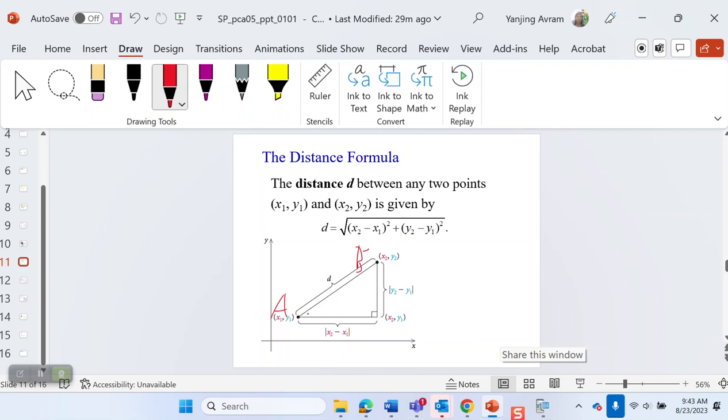All right, so if you look at this one right here, if I draw perpendicular lines to the x and y axis, this looks like a triangle, right? So remember the Pythagorean theorem, for the triangle, you have a squared plus b squared equal to c squared, okay? You have a squared.